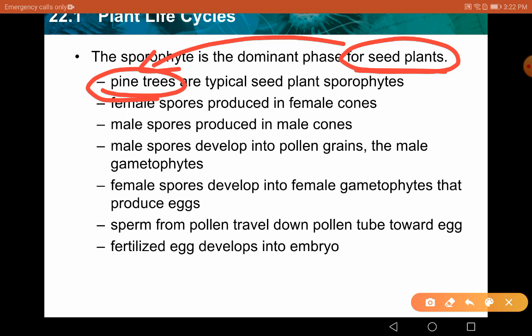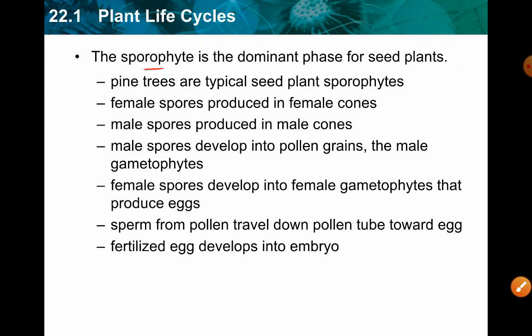So the third group is the seed plants, represented in pine trees. The sporophyte is the dominant phase, like in the first or second group, like mosses or ferns. Pine trees are the typical seed plant sporophyte. In this type of plants, the female spores are produced in female cones, and for sure male spores are produced in male cones. This is not new information.